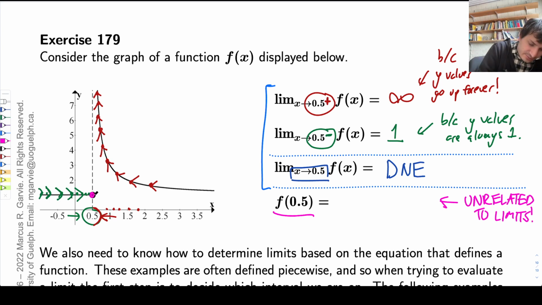In this case, we got a filled in dot right here, and a filled in dot means the y value is exactly 1. F of 0.5 equals 1. Because it's a filled in dot. If it was a not filled in dot, a circle, then it would be does not exist. It might have been a filled in dot at 4. That could have happened. Then the answer would have been 4. In this case, it's a filled in dot at y equals 1.